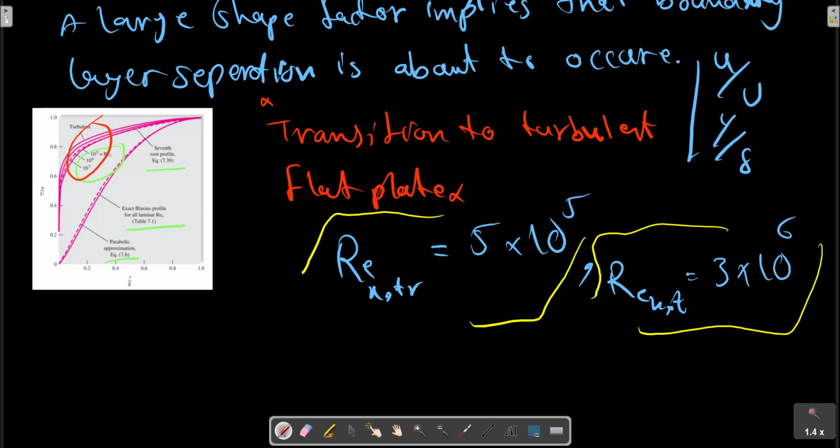This is the end of this section. The next section is turbulent flow approximation on a flat plate.